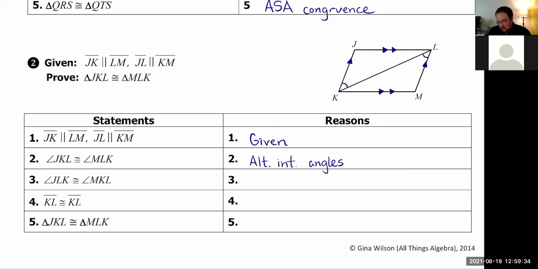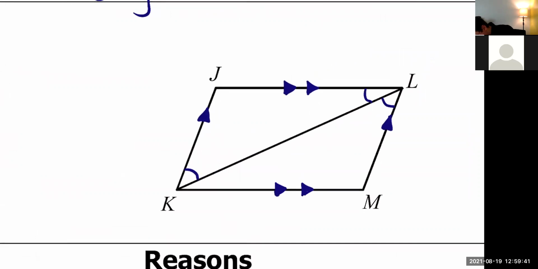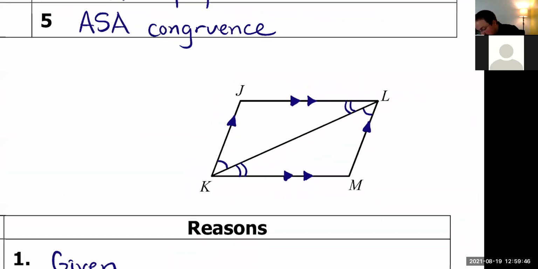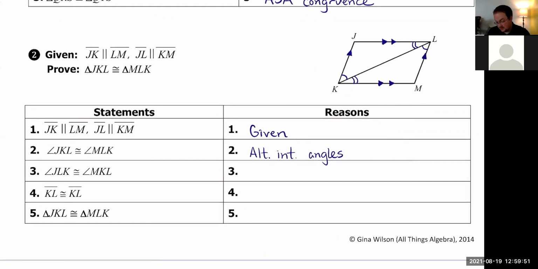Third statement is that angle JLK is congruent to MKL. So that's saying that this angle and this angle are congruent, how can we defend that statement? Same thing. All that's changed is it's focused on a different set of parallel lines. But if you think of it in terms of JL and KM, those are also interior and alternate of that transversal. So they are also alternate interior angles.